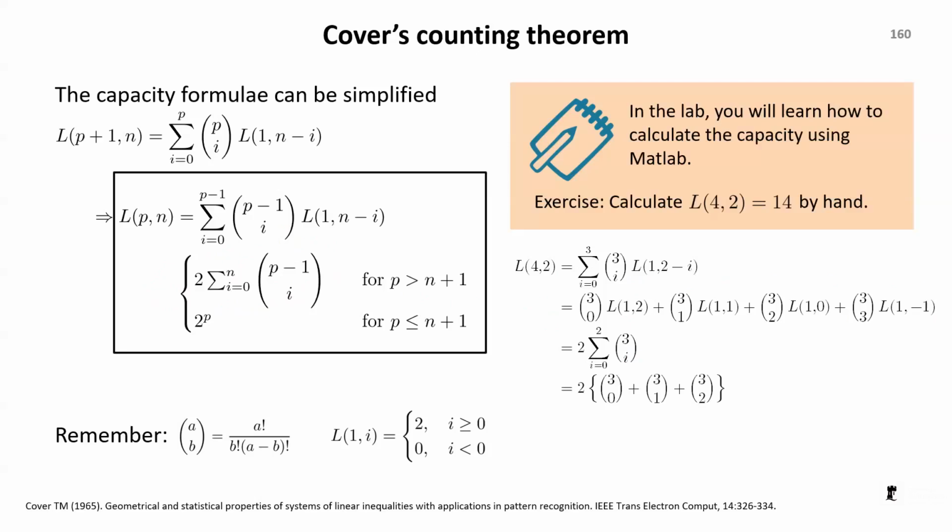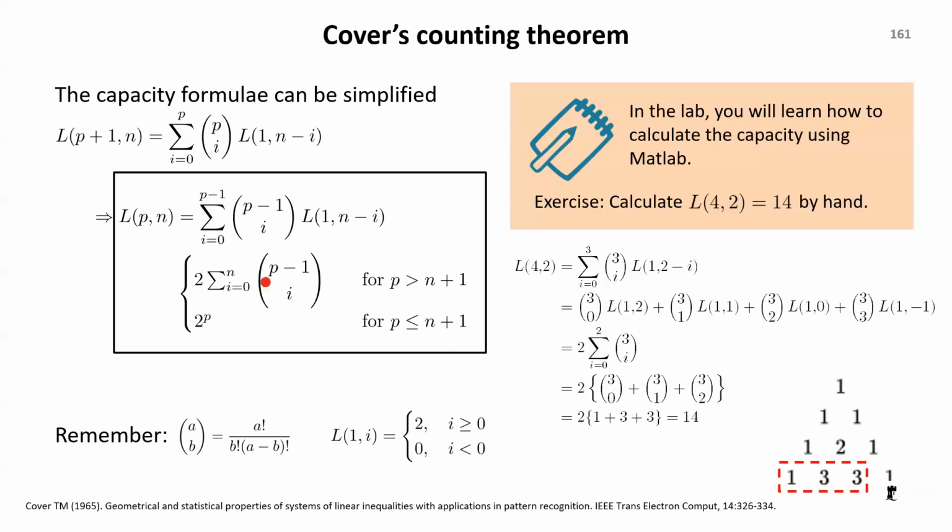So we need to calculate the binomial prefactor. Basically, I just need to calculate this. And we have found it: 14.